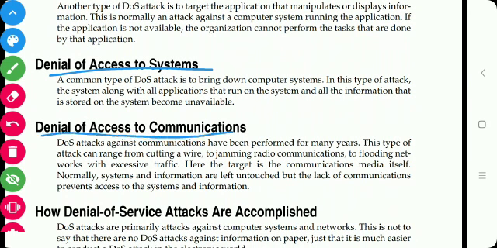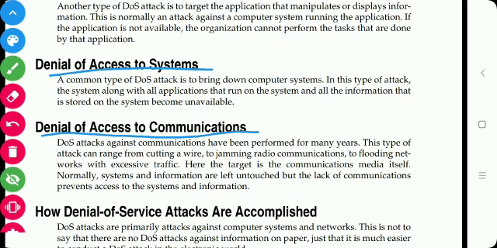Then denial of access to communications. As we know, the organization is communicating with other persons. So denial of access to communications means here the wire is cut, so that the organization cannot communicate with other persons, or jamming the radio communication, or flooding the networks with excessive traffic. So these are the denial of access to systems, communications, information and applications.